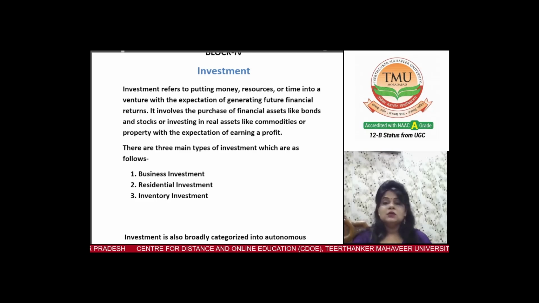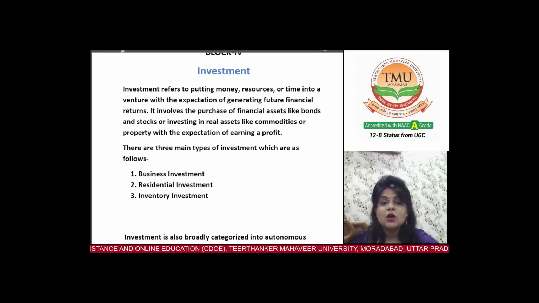Second is residential investment. Residential investment refers to the expenditure which people make on constructing or buying new houses and dwelling apartments for the purpose of living or renting out to others.